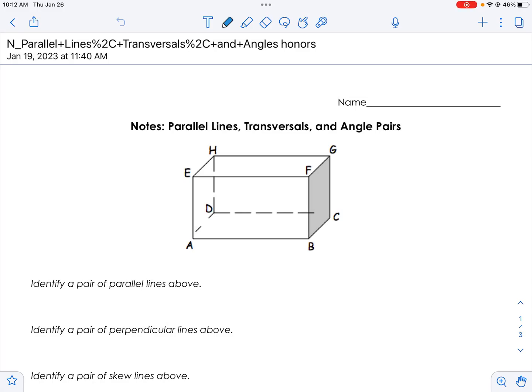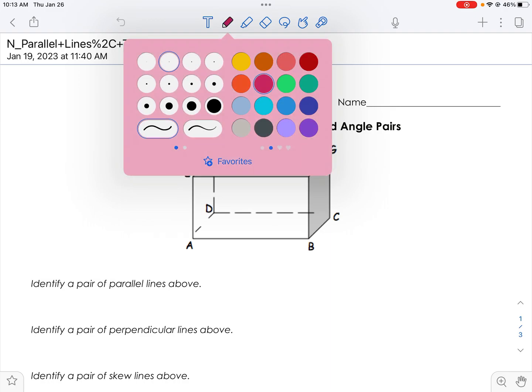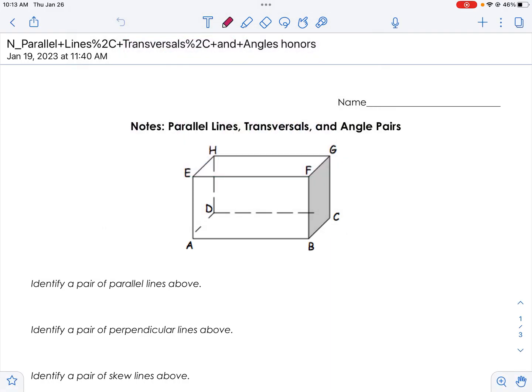It's Miss Bauer here, and today we're going to talk about parallel lines, transversals, and the angles that we have when we have those parallel lines and transversals. So first you really need to understand what parallel lines are. We have this 3D picture here. Think of this like the classroom with points A, B, C, and D on the floor and points E, H, G, and F on the ceiling. This is going to give us a good idea of what parallel lines are.